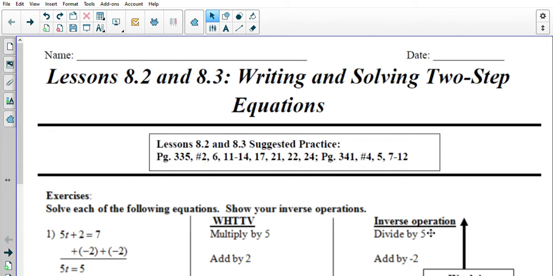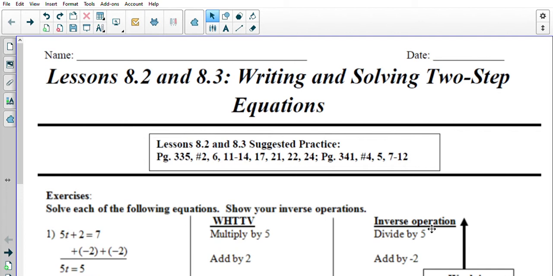Today's video will focus on the lessons 8.2 and 8.3 guided notes on writing and solving two-step equations. In this video, we'll cover problems 1 through 11 in the guided notes, including some independent practice. Don't forget to have the notes in front of you. Make sure you're copying down the guided notes.